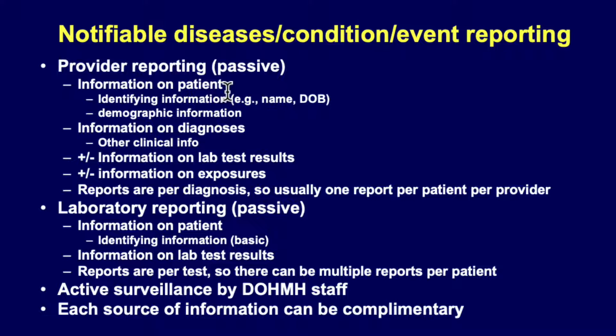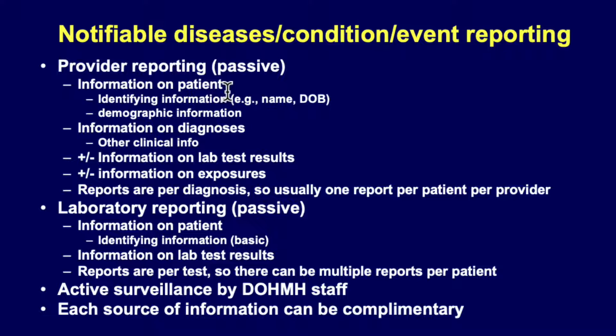So now you have a sense of the kinds of surveillance-related information that can come from provider reporting and then laboratory reporting. And now you have a sense that the completeness of information reported can sometimes leave a lot to be desired. So what does the health department do when they're getting both provider and laboratory reports, but they still don't have all the information they need for surveillance?